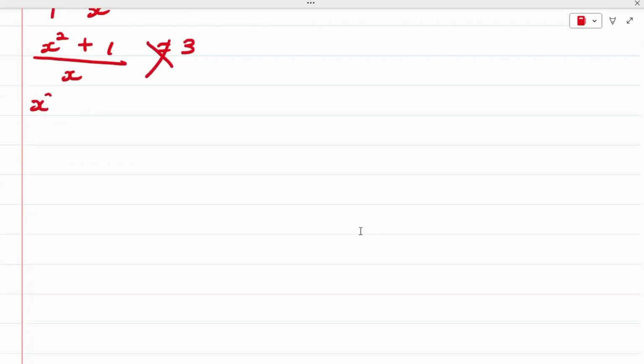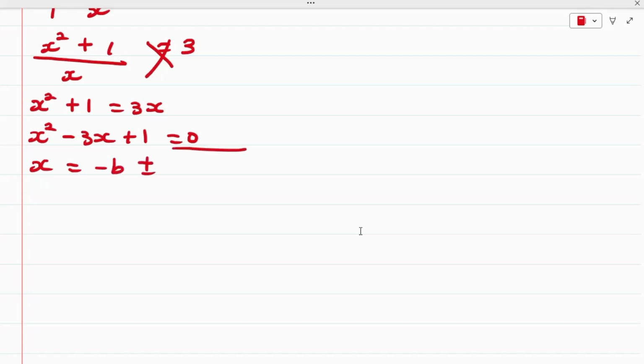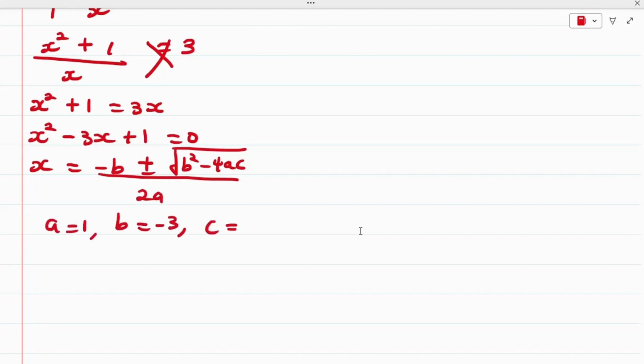So from this point we have to cross multiply. We have x squared plus 1 is equal to 3x. Rearrange and set to 0. We have x squared minus 3x plus 1, and this is equal to 0. So solve this using the quadratic formula. We have that x is equal to minus b plus or minus the square root of b squared minus 4ac, divided by 2a, where a is equal to 1, b is equal to minus 3, and c is equal to 1.